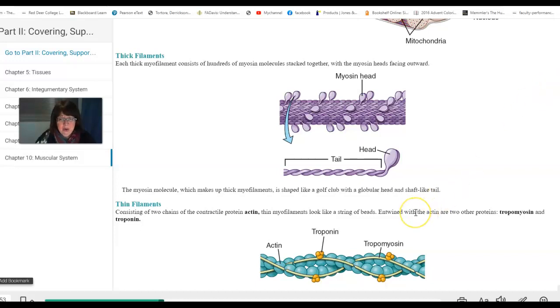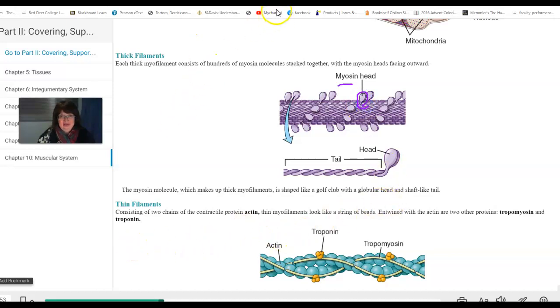Now, this is really quite a complicated process. So I'm going to introduce you to the players, and then we'll look at a video to break down the process. So you have the thick myosin, and on the thick myosin are these myosin heads. And these myosin heads will grab on, bend, and pull the actin past. So the thick filaments, myosin, myosin head. Very important.